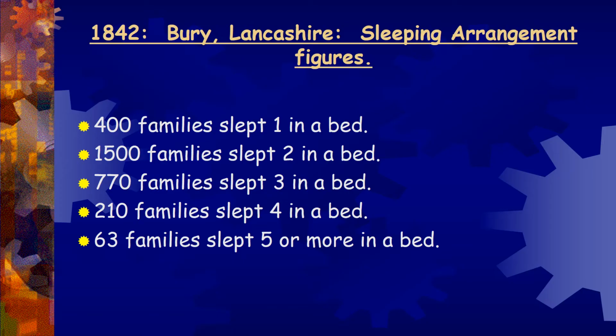Now this is just some figures from Bury in Lancashire in 1842, so this lets you see the issues in terms of overcrowding and how people were living. So, a survey they did in Bury in Lancashire found that 400 families slept one in a bed, so as most of us will do today. 1,500 families slept two in a bed, 770 families slept 3 people in one bed, 210 families slept 4 people in a bed, and 63 families they surveyed slept 5 or more in one bed. So that again lets you see the issues that people are facing at this time.